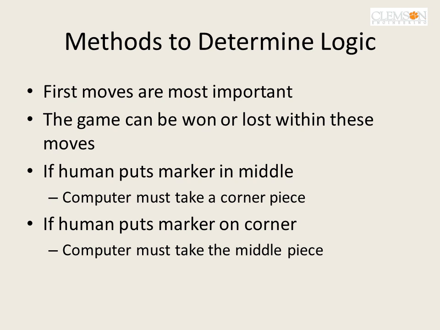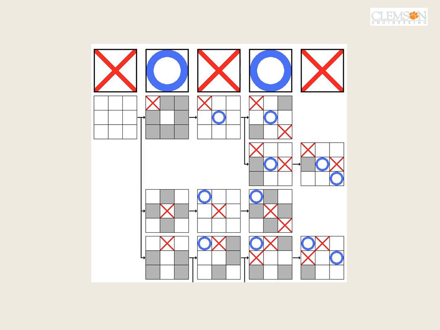We found that obviously from that chart, if the human puts a marker in the middle, we have to put a marker in the corner piece, or if the human puts the marker on the corner, then the only move that we can take is the middle piece, as you can see from here.